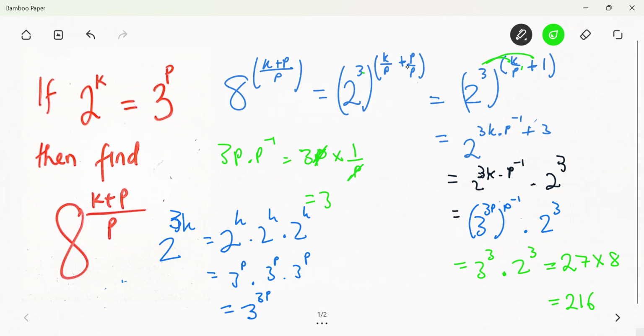Then we distributed it. That gives you 3k over p, but the p in the denominator can be put to the top with the negative exponent. Then we remembered that 2 to the k times 2 to the k times 2 to the k is equivalent to 3 to the power of p, since we already know that 2 to the power of k is equal to 3 to the power of p. So we replaced 2 to the power of 3k with 3 to the power of 3p, and when we multiply, the p's cancel out, as we've shown there. Then you're left with 27 times 8, which is 216.